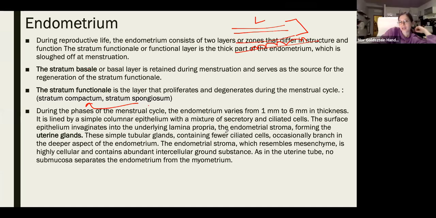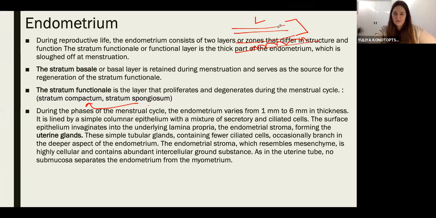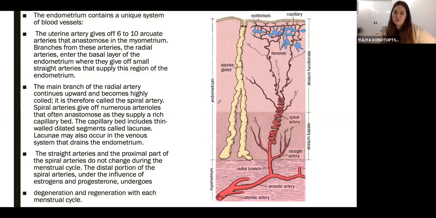Compactum only? It's actually the entire functionale, that's what it's called. It's the functional layer, right? So compactum and spongiosum will be disappearing, leaving the basale only. So leaving only the stem cells. And then again, the stem cells proliferate, and then again it gets peeled off. So functionally, the entire thing will be peeling off during the menstruation.